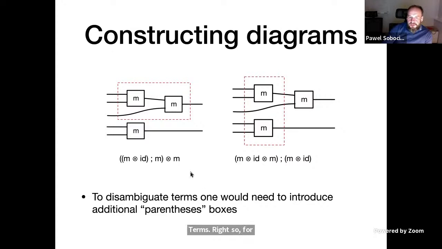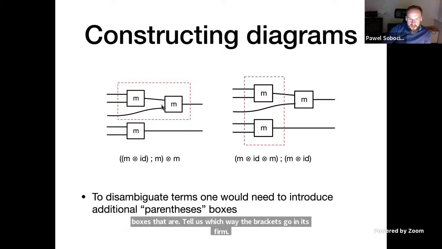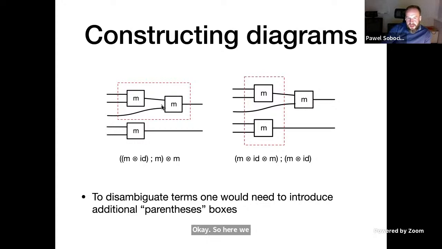For example, to disambiguate terms, we would need to add additional dotted boxes that tell us which way the brackets go in a term. Here we have a different kind of bracketing. So these are different terms, but they end up giving us diagrams that look the same unless we reintroduce some additional kind of information to diagrams.